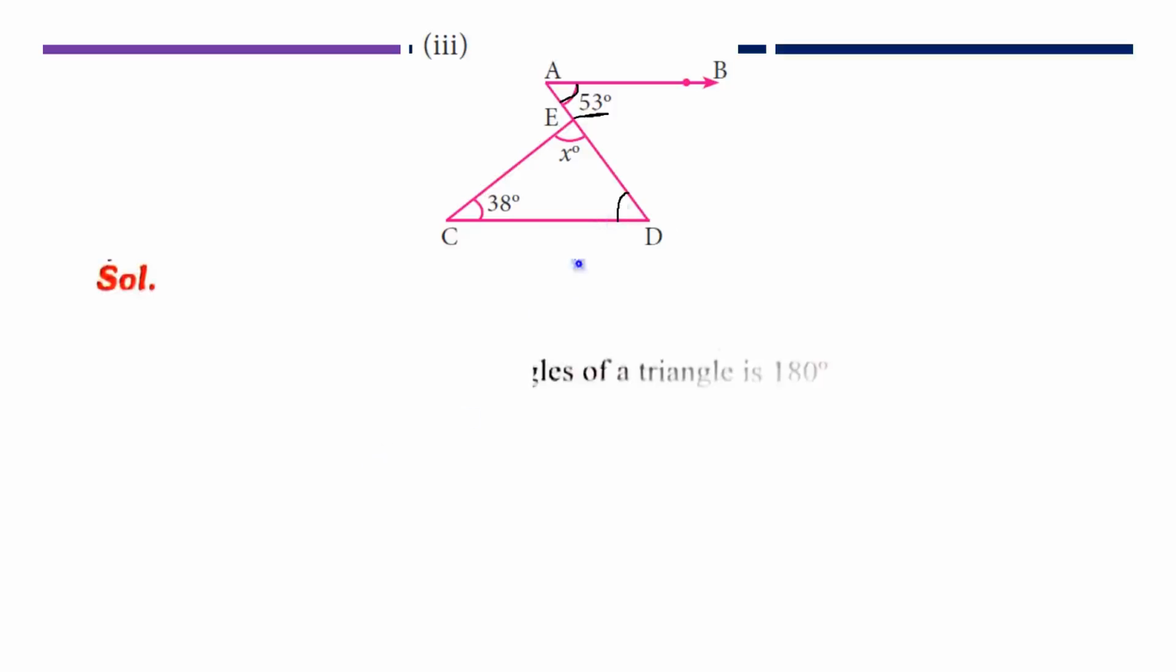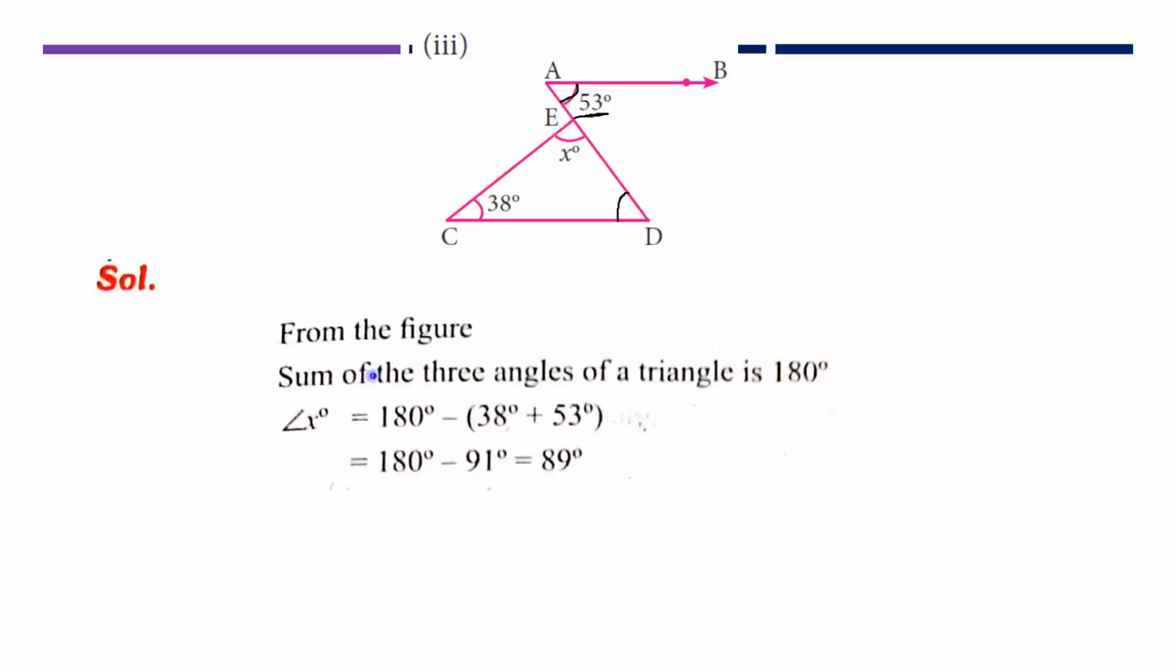See this solution. From the figure, the sum of the three angles of the triangle is 180 degrees. Here one angle is 38 degrees. Since this A and D are alternate angles, this D angle is also 53 degrees, plus x degrees is equal to 180 degrees. So I have to find the x degrees. I have to subtract that 38 degrees plus 53 degrees from 180 degrees. That is 180 degrees minus the sum of these two angles, which is 91 degrees. Then we will get the answer as 89 degrees for the x value.